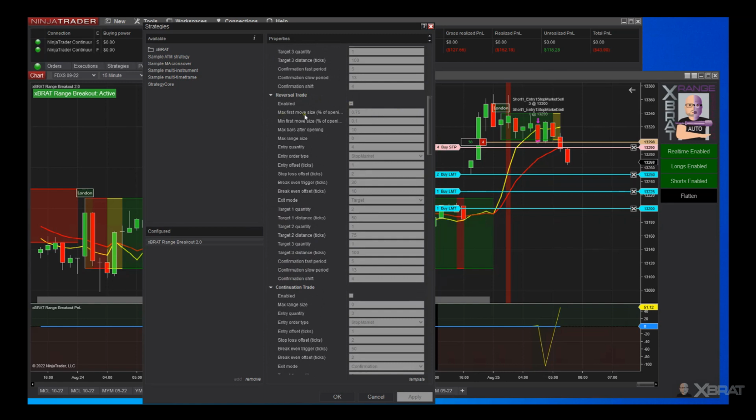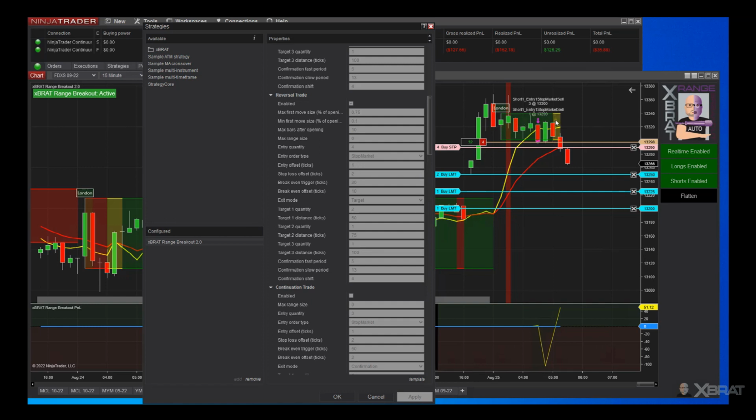So the first move size is 0.75. So this first move out has to be no more than 75% of this total opening range. The first move minimum size has to be 10%. So it has to move out of that first initial range in the direction that we believe the breakout's going to go by 10%. Maximum bars is 10, so this reversal's got to go in within 10 bars.